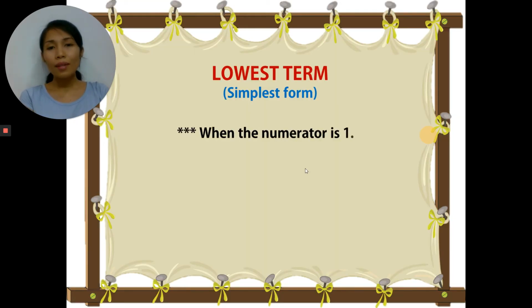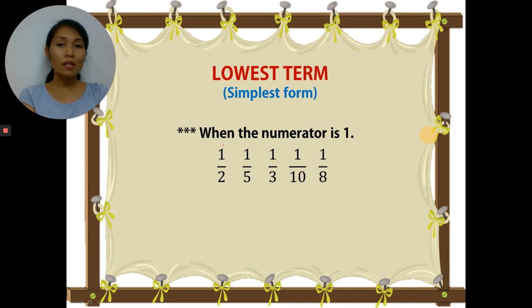Now, how will you know if your answer is in the lowest term or in simplest form? When the numerator is 1. Okay, numerator is 1, that means your answer is already in the lowest term, like 1/2, 1/5, 1/3, 1/10, 1/8. You see their numerators are all 1. If your answers are like this, the numerators are 1 already, then that means you are already in the lowest term. Okay.